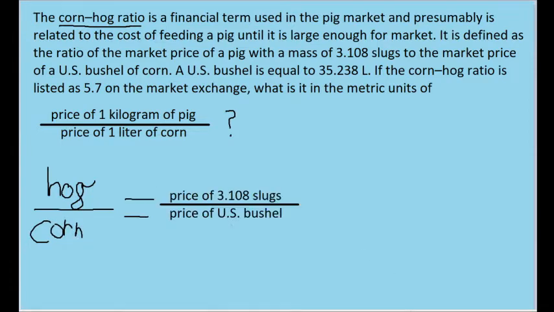And it is defined to us like this: the price of 3.108 slugs of hog to the price of a U.S. bushel of corn. Now the problem is asking us to take this ratio, make it equal to 5.7, and then write it in terms of these units right here. Now once again, this might seem kind of confusing, because we're not actually given the price ratio in terms of 1 kilogram and 1 liter. We're given it in terms of 3.108 slugs and 1 U.S.